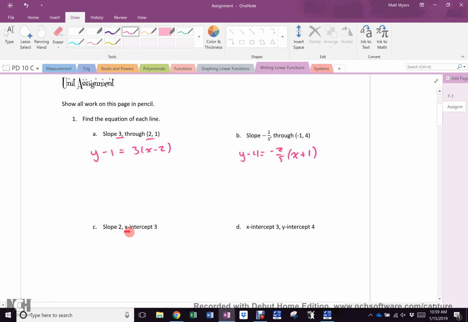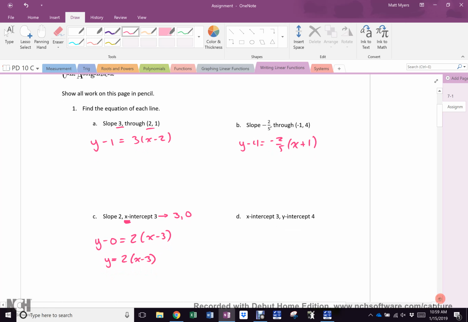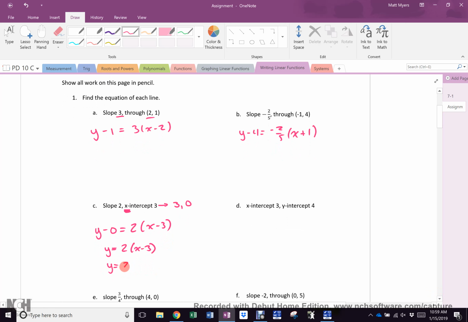Slope and an x-intercept. An x-intercept is (3, 0), slope and a point. y minus 0 equals 2(x minus 3). Of course, you would never write y minus 0. y equals 2(x minus 3) is point slope form. If you wish, you could, of course, have it as slope-intercept form. They're the same thing.